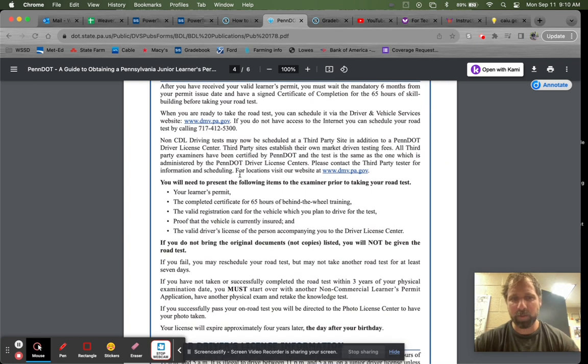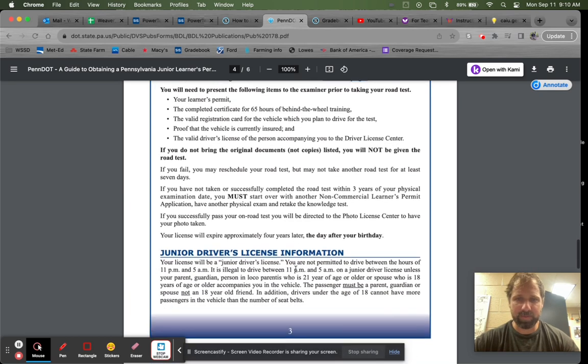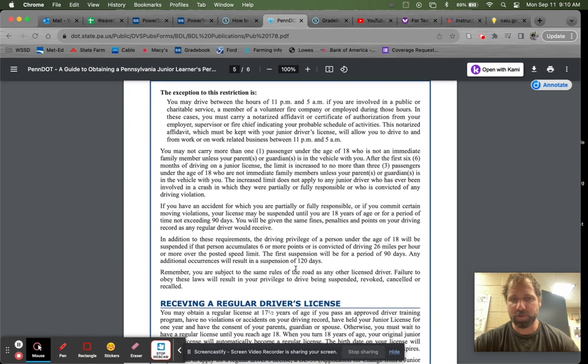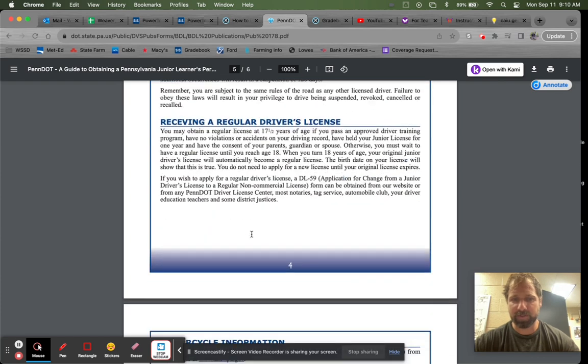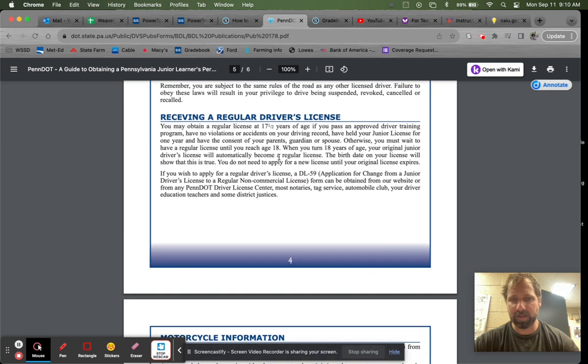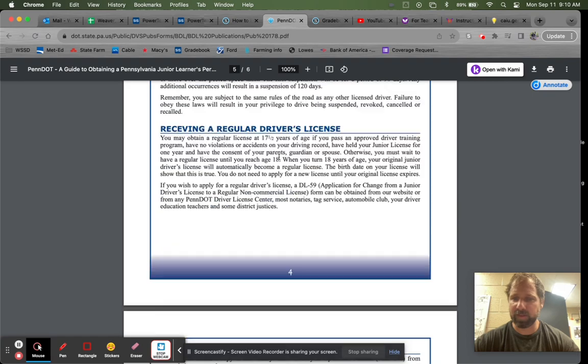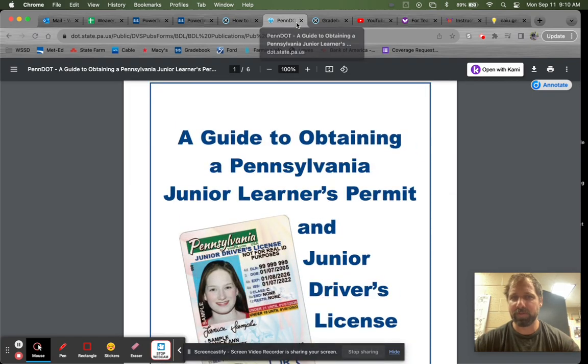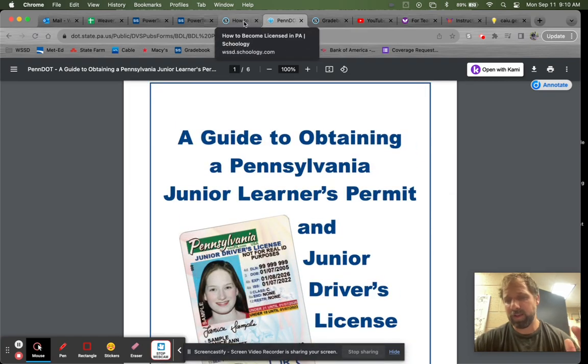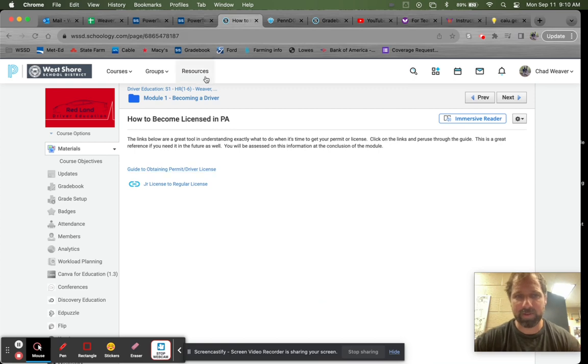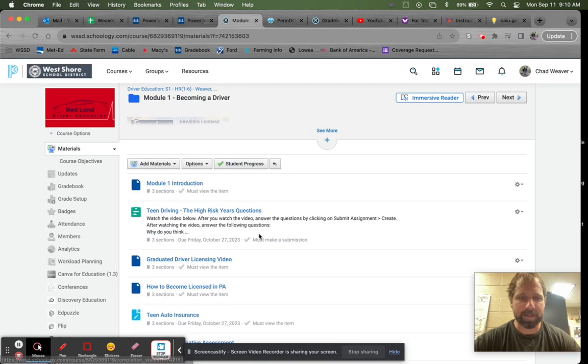Once you get your permit, you do at least 65 hours of behind the wheel training. You wait 6 months, all those other good things. Then you can go for your junior license, and it talks about the restrictions. Right after that, it talks about the regular license, how you can get that, and all this other good stuff. So I'm not going to bore you with all that information, but it's a really good packet or source that I highly recommend taking a look at.